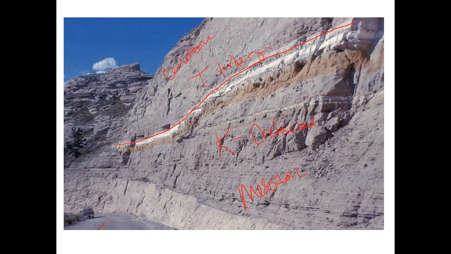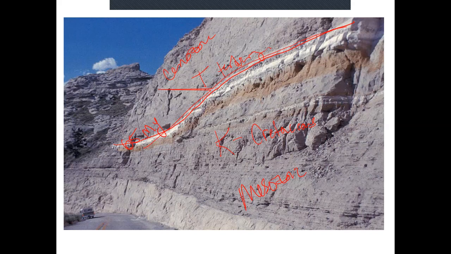But this marker bed marks 65 million years ago, because 65 million years ago, there was a mass extinction event. That mass extinction event brought the end of the Mesozoic. See all these different layers of sediment. It's really cool. And it's marked by the fallout of that event.